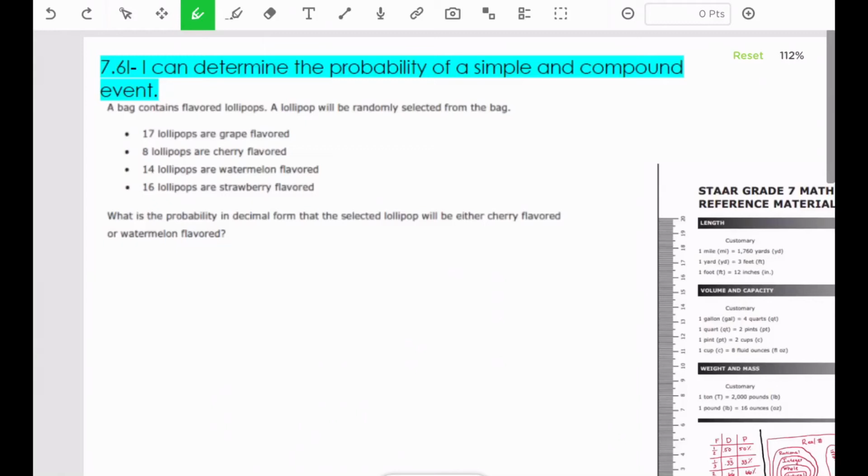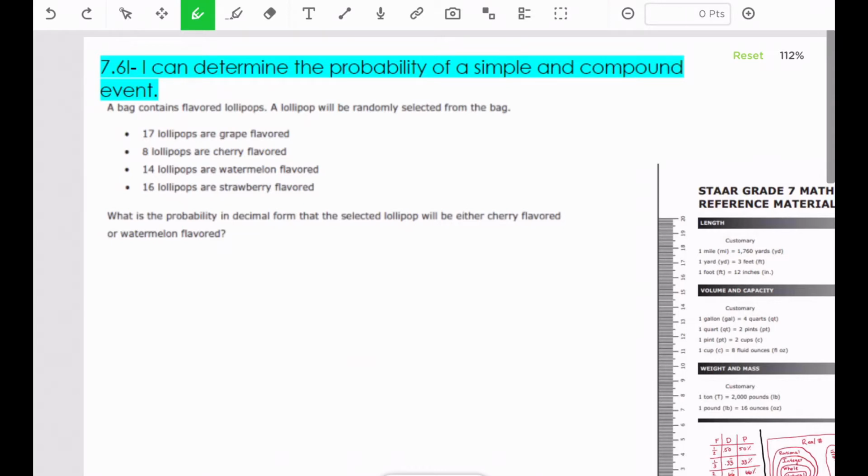Going to be covering TEKS 7.6i, and it says I can determine the probability of a simple and compound event. All right, so we're going to focus on the word problems now. In the last video, we did something kind of like a table, but now let's look at this word problem one.